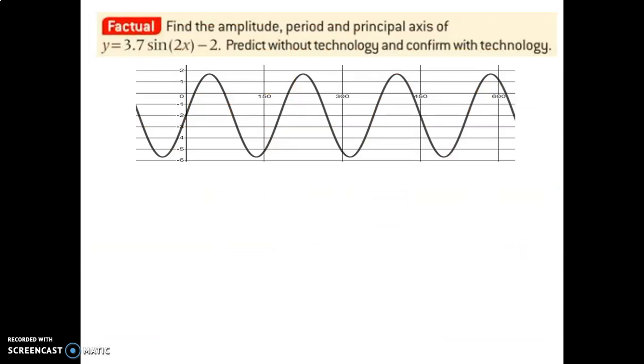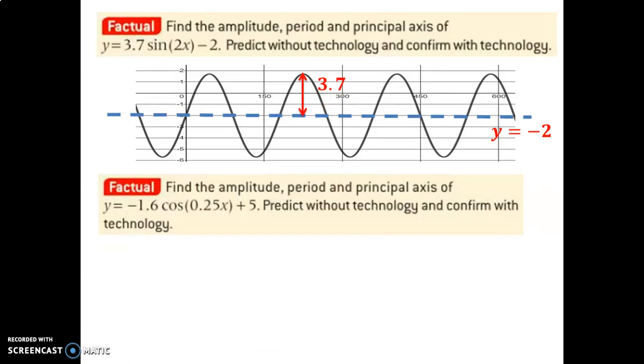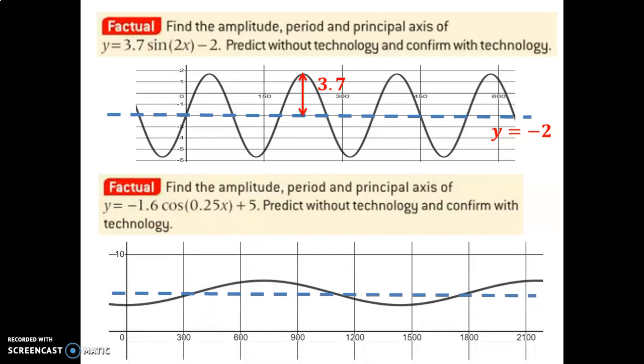Alright, let's do a couple more things. Look at this one, predict the amplitude, period, and principal axis. Okay, now check your work. Alright, and this one, predict the amplitude, period, and principal axis. A little bit tougher to see here. Check it out. Okay, and now check those things there.